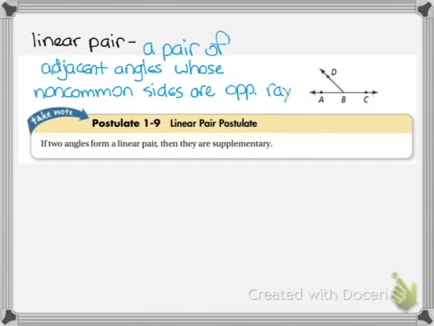That is a linear pair. So for instance, in our diagram, AB and BC are opposite rays. So therefore, I know that these two angles form a linear pair. So angle ABD and angle CBD are a linear pair.